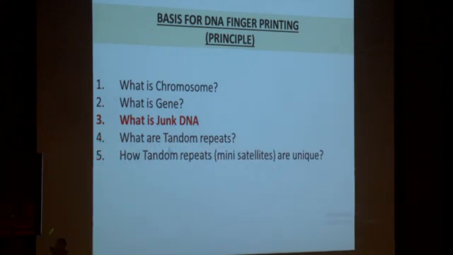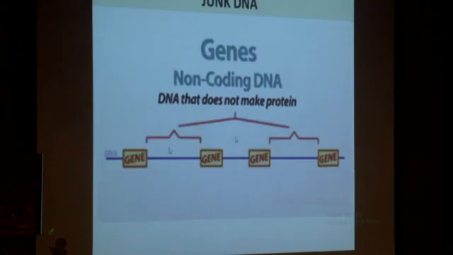Now, what are these tandem repeats? If you have a look here, this is DNA. In this we have a gene. It's a segment of DNA which helps in coding for proteins. This forms only 2 to 5%. The remaining 95% has no use. It has no role. This is called non-coding DNA or junk DNA. The importance of this is that it keeps on repeating, and the pattern of repetition of this non-coding DNA is unique for each individual.